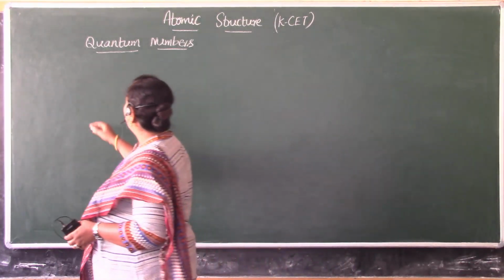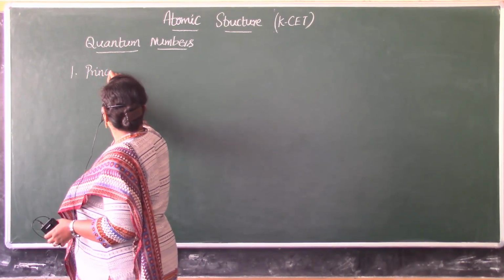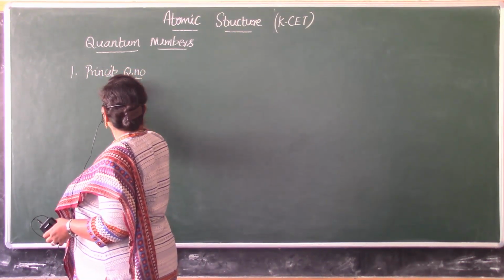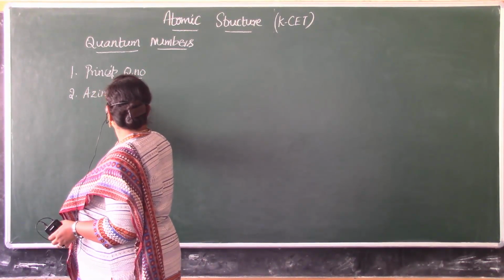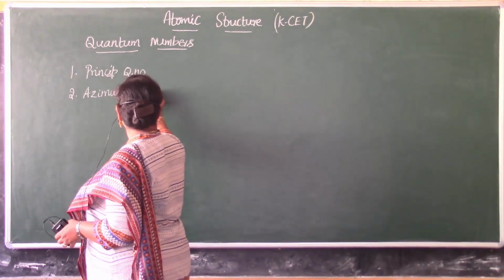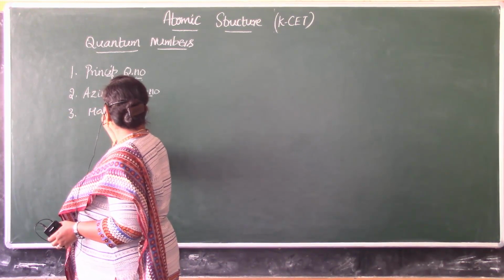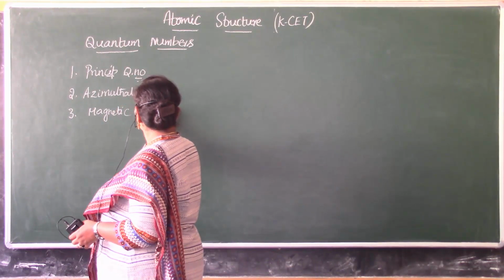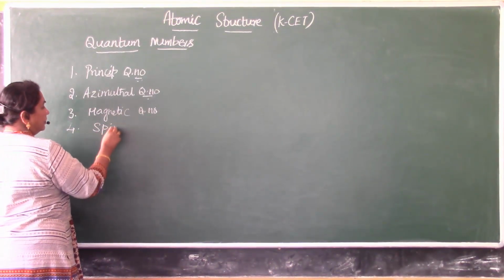Quantum numbers are 4 in number, that is principal quantum number, then azimuthal quantum number. I am using all short forms. And magnetic quantum number, and spin quantum number.